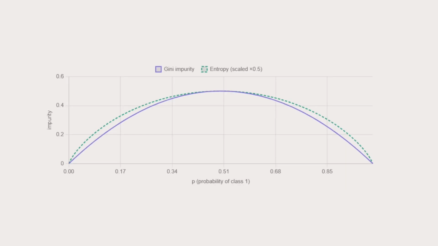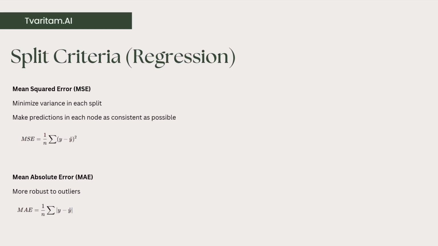In terms of comparison, Gini is faster to compute because it doesn't involve logarithms, while entropy may produce slightly more balanced splits. But in practice, both usually result in similar trees. As displayed on the graph here, the values for both Gini and entropy are minimum at 0 and 1 and maximum at 0.5. Now for regression, we are not predicting categories anymore.